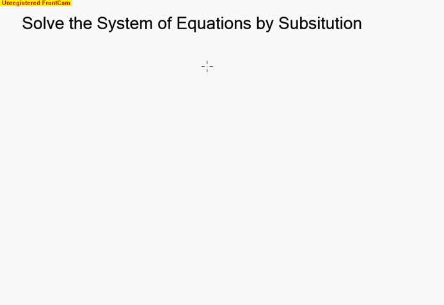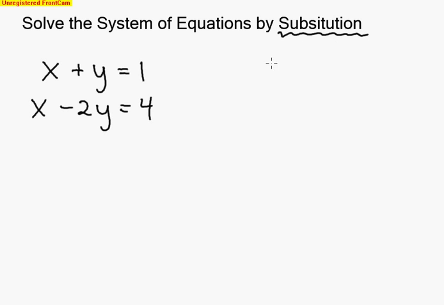In this video, we're going to solve the system of equations using the method of substitution. To make life a little bit easier, I'm going to use the same example that I did in the method by graphing. So we'll have x plus y equals 1, and x minus 2y equals 4. This is our system of equations. And substitution is exactly what it means: we're going to take one of our variables and substitute it into the other equation.